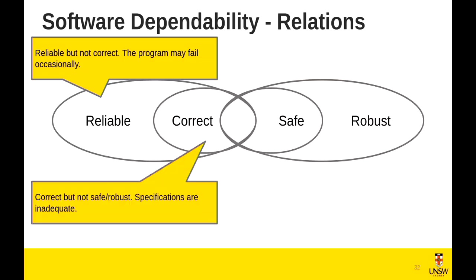The second one, correct but not safe or robust. It means that there's something wrong with the specification. Correct means the program aligns with the specifications, but it is not safe. This means that some specifications are wrong.